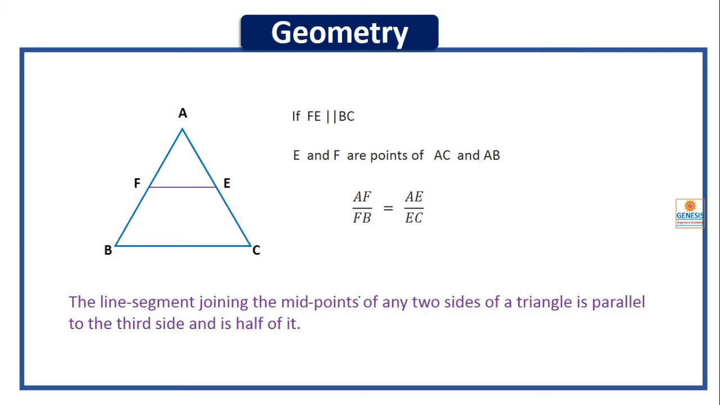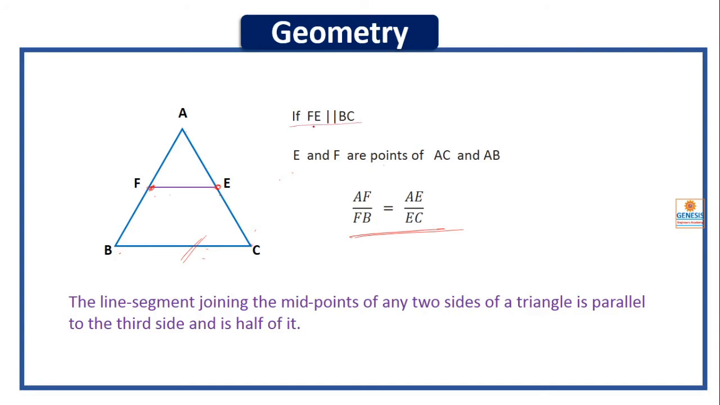Okay. So next one is, if I draw a line on a triangle which is parallel to BC, taking reference BC, FE is parallel to BC, and E and F are points on AC and AB. Then we can deduce a relation, that is AF by FB is equal to AE by EC. Okay, you got my point?